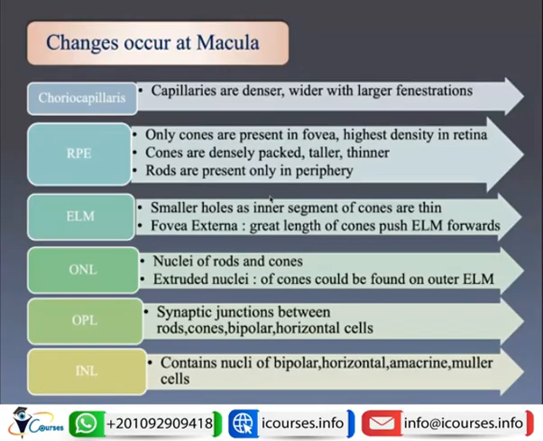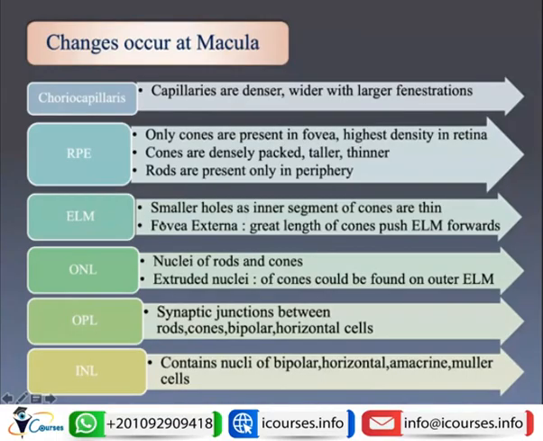So if you are fixing on a target, the image of this target will fall onto the fovea and will fall on the central cones. So these central cones should have specific characters. They have to be densely packed. They will be tightly packed together. They will be taller and thinner, so that we will be able to provide higher density of the central cones. The rods are not present in the fovea, but they are just present in the macular periphery.